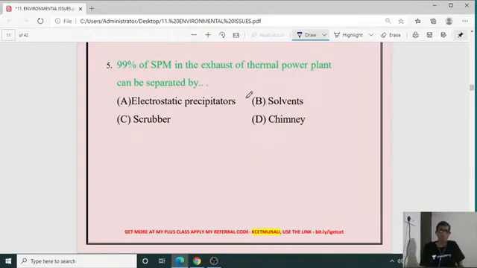The options are electrostatic precipitator, solvent, scrubber and chimneys. So SPM in the exhaust of a thermal power plant can be separated by electrostatic precipitator or scrubber. So it is not solvent or chimneys. It is by use of scrubber. So the right answer is C for the fifth question.